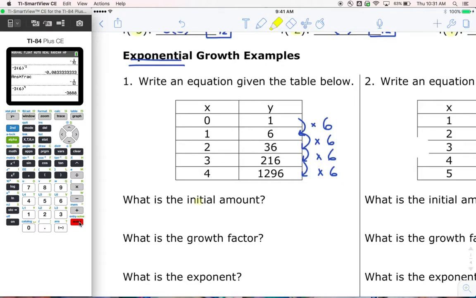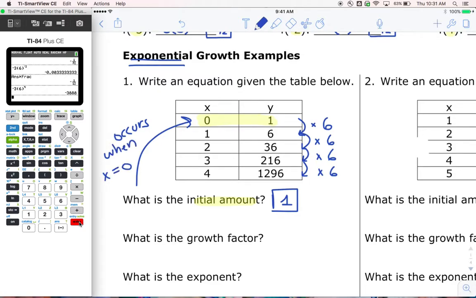Okay, so my initial amount occurs when we have a 0 for an x value, right? Doesn't that make it the y-intercept? So my initial amount in this case is just 1, right? We might want to write this down. Occurs when x equals 0.